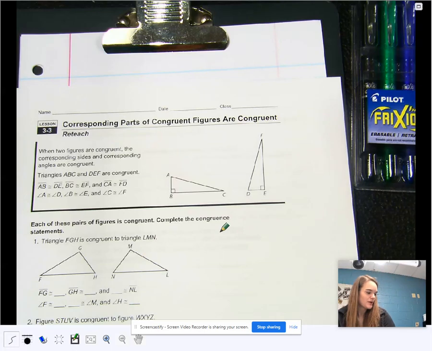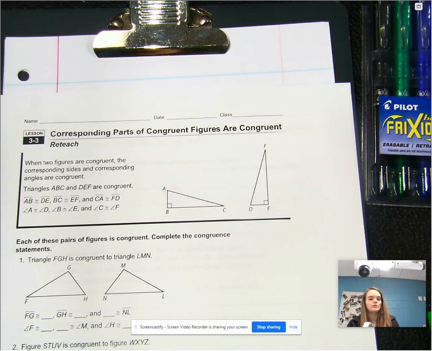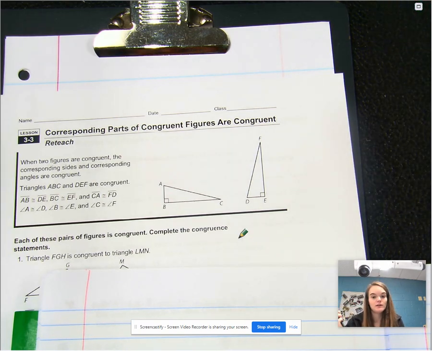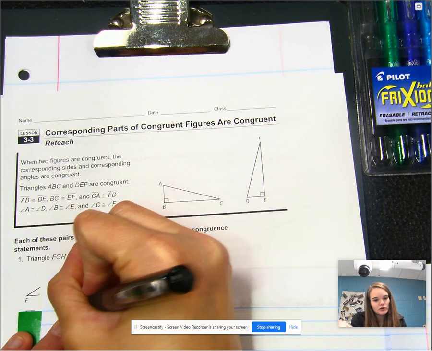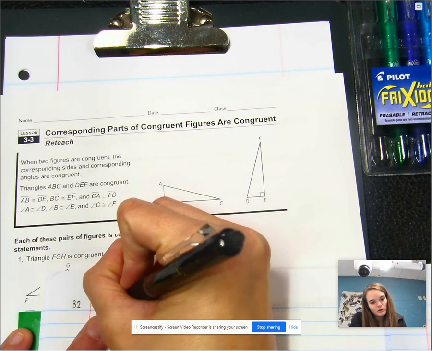Okay, guys, I always forget to tell you what page you're writing on, because a lot of you don't have a way to print this off, and that's fine because you can just write in your notebook. Normally we just tear stuff out of the book, but today we're not. So you need to have your notebook open to page 32. If you printed this off, great. If you didn't and can't, that's fine. You're just going to write in your notebook. Page 32 is 3.3, corresponding parts.